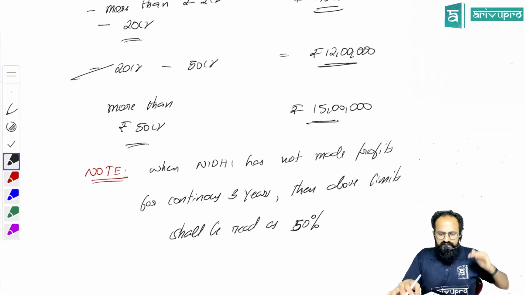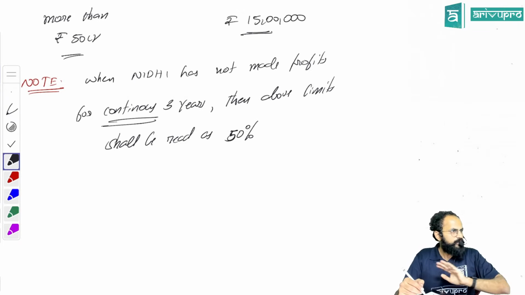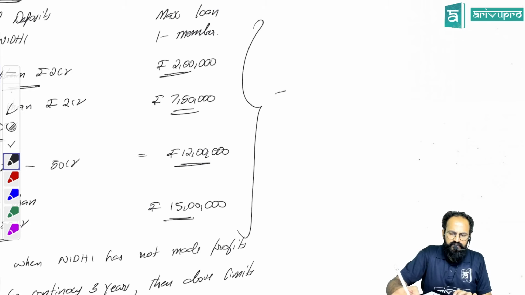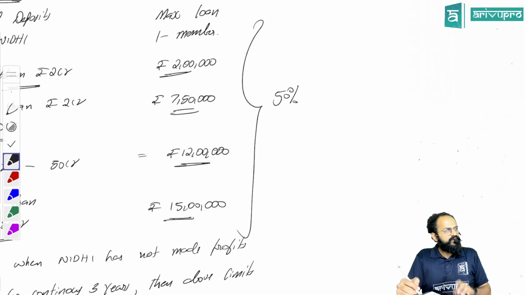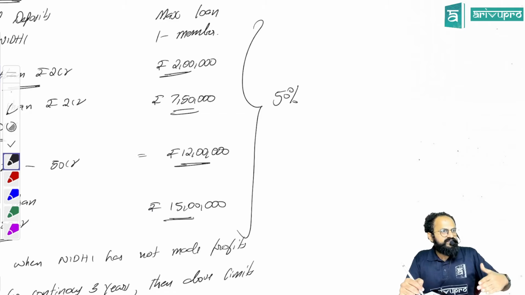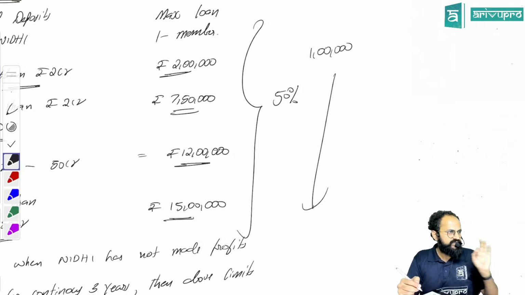However, if in the last 3 continuous years Nidhi has not made profits, then whatever the limits above, they have to be read as only 50% allowed. Meaning what? Let us imagine in my Nidhi company there is no profit in the last 3 years, and the total deposits the Nidhi has accepted is up to 1.5 crore. Then the maximum loan one person can get is 1 lakh. Understood? So accordingly, you need to apply it to all these conditions. Is this clear to all of you?